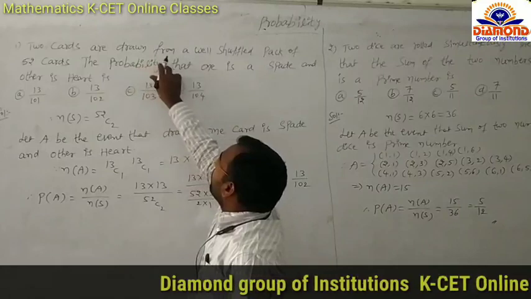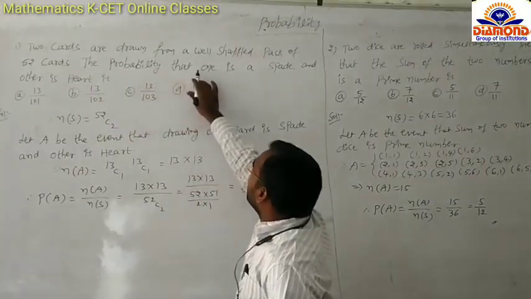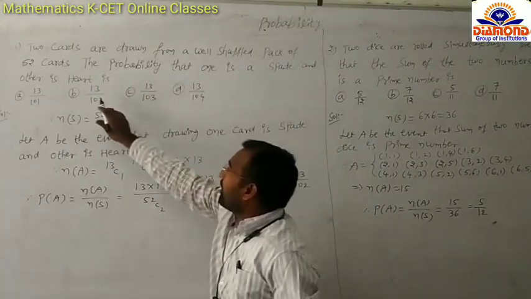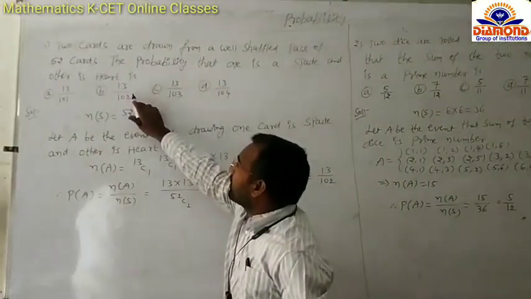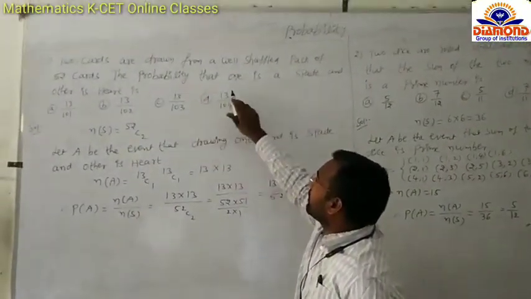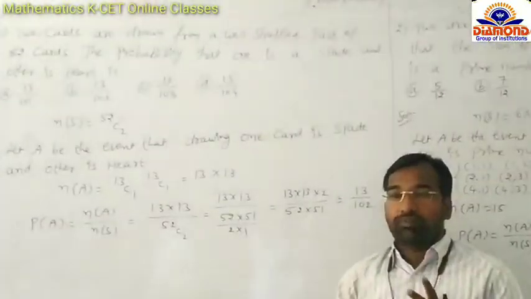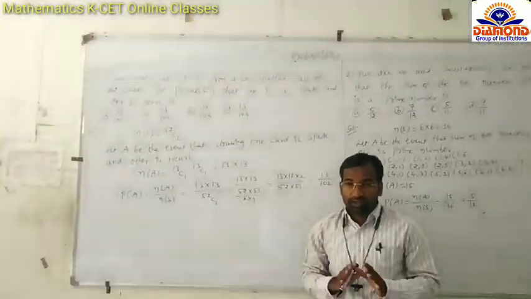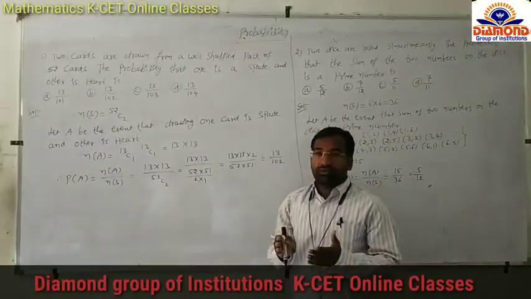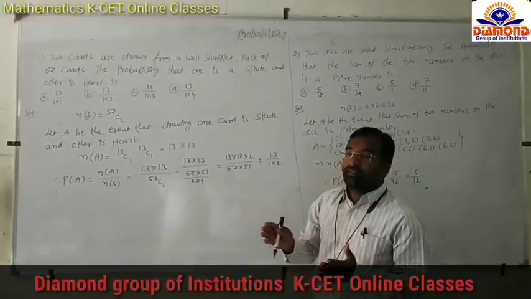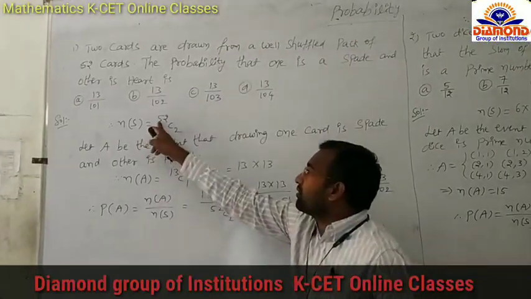Two cards are drawn from a well-shuffled pack of 52 cards. The probability that one is a spade and the other is a heart is: option A 13 by 101, option B 13 by 102, option C 13 by 103, option D 13 by 104. Here you are drawing two cards from the pack, which has a total of 52 cards. So n of S, the sample space, equals 52C2, since out of 52 cards you select two cards.